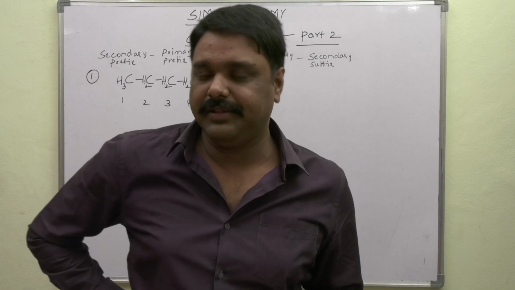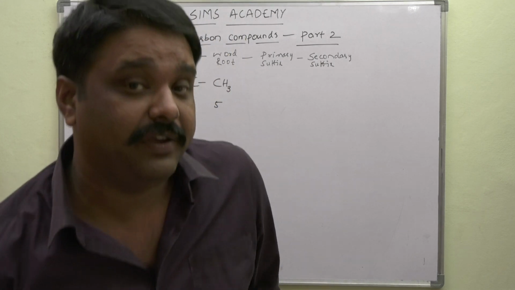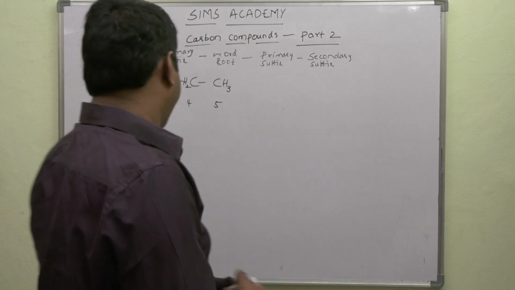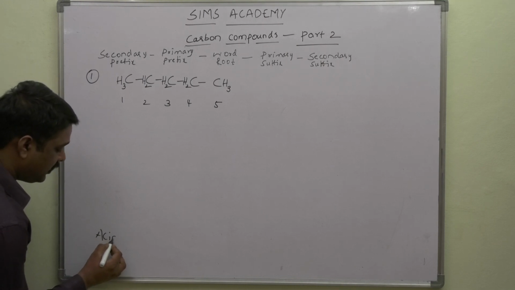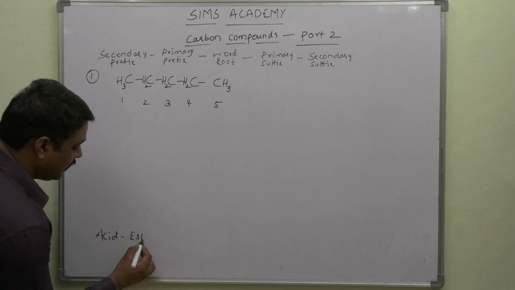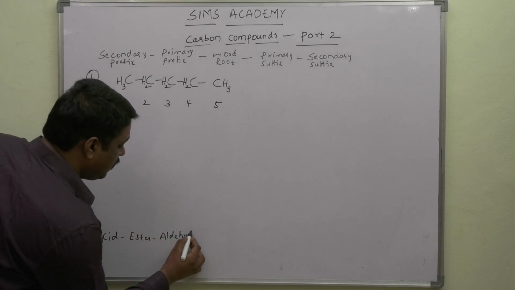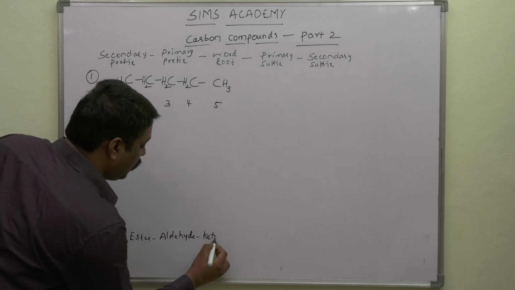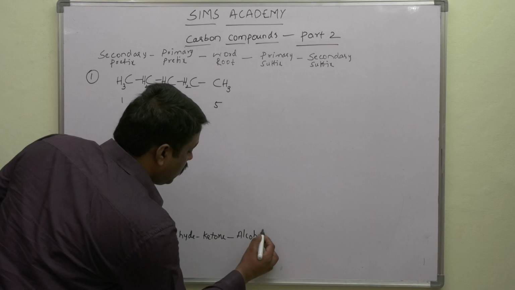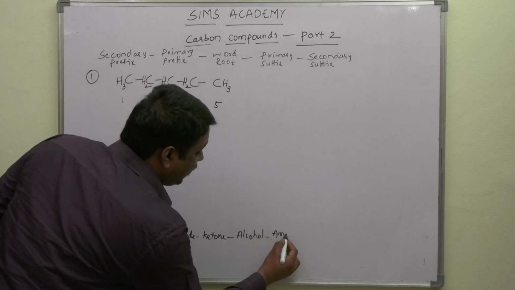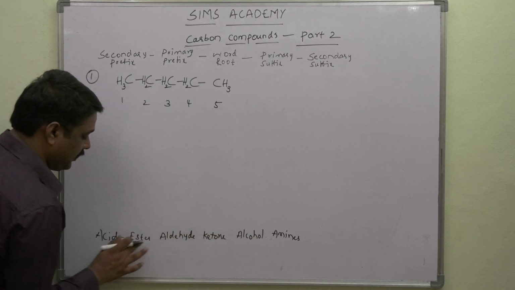We discussed the functional groups, right? What are the functional groups? I have even given you the order of priority of the functional groups. First, we always get an acid, next ester, aldehyde, ketone, alcohol, amine. Okay, let us write them in decreasing order.